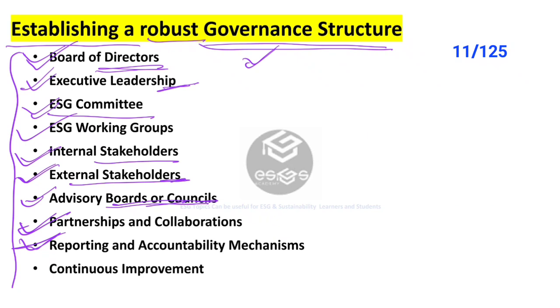In the continuous improvement part, ESG governance should be dynamic and responsive to evolving challenges and opportunities. Regular reviews, assessments and feedback mechanisms will enable organizations to adapt their governance structure and practices to drive continuous improvement in ESG performance.